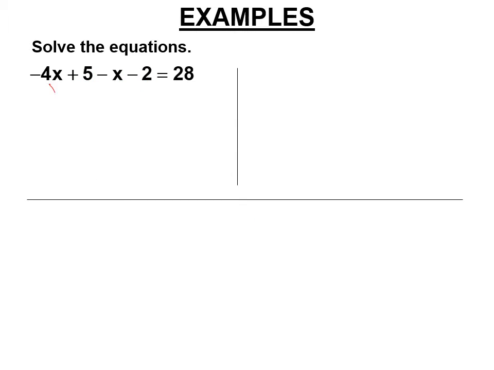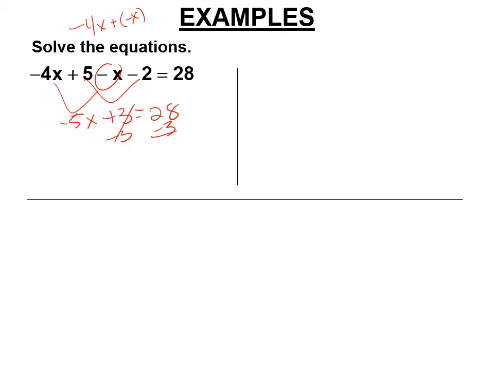So we have like terms. Negative 4x minus x is the same as negative 4x plus negative x. Negative 5x. 5 minus 2 is positive 3. Subtract 3 from both sides. Negative 5x equals 25. Divide both sides by negative 5. X equals negative 5.